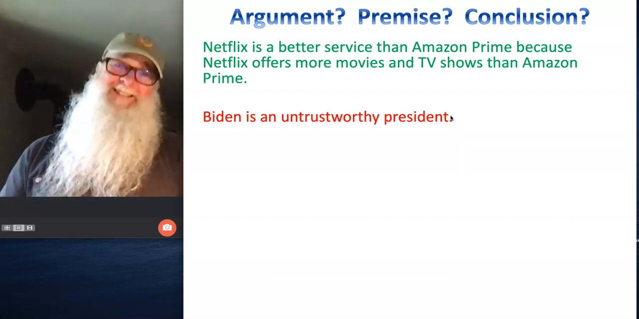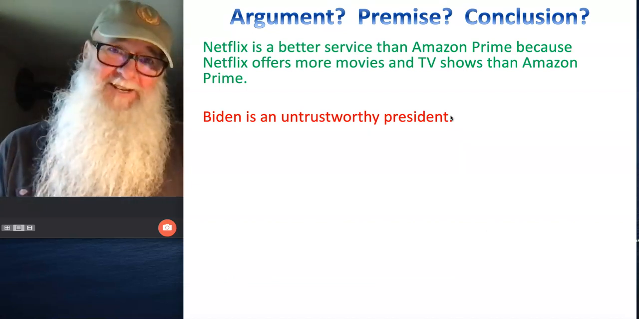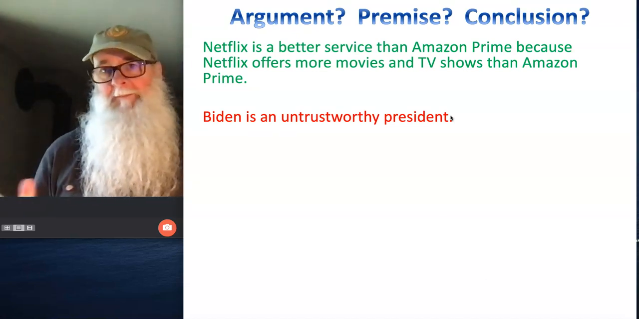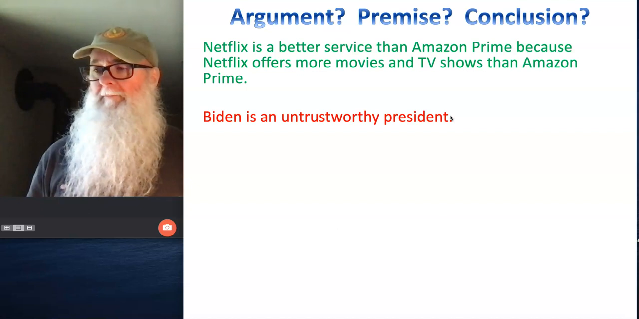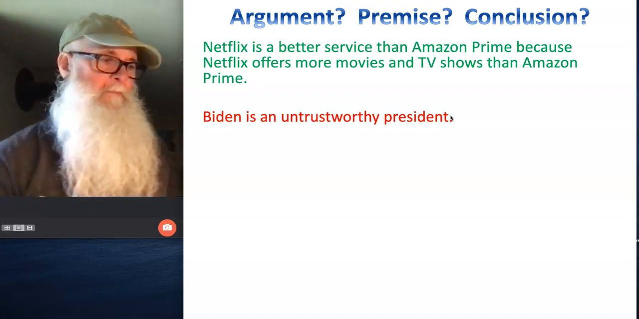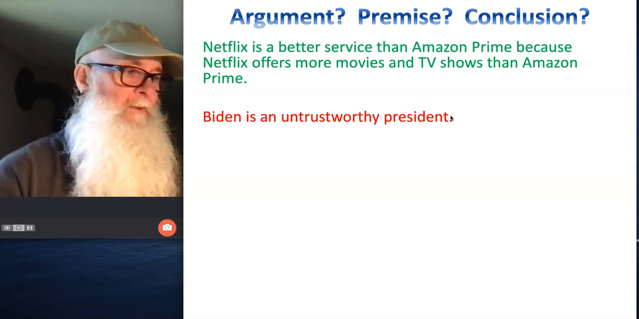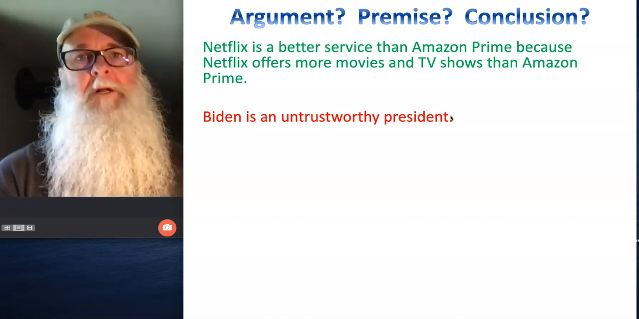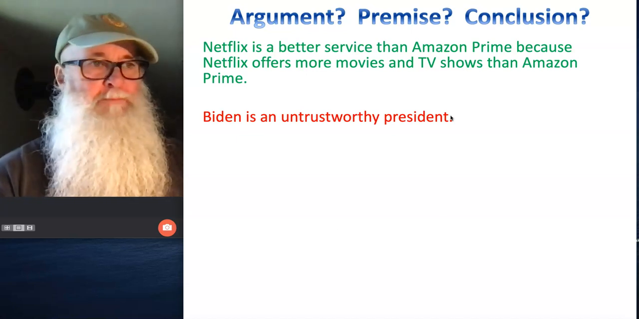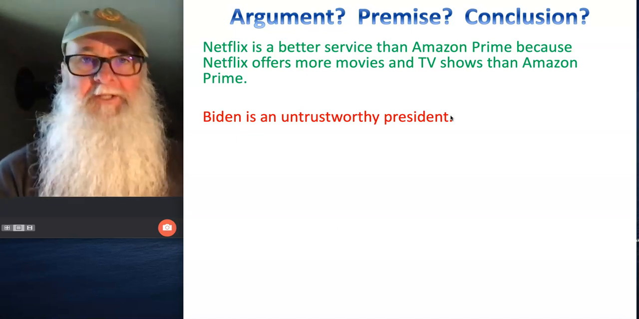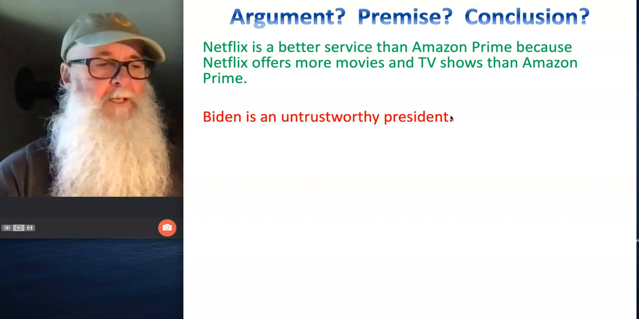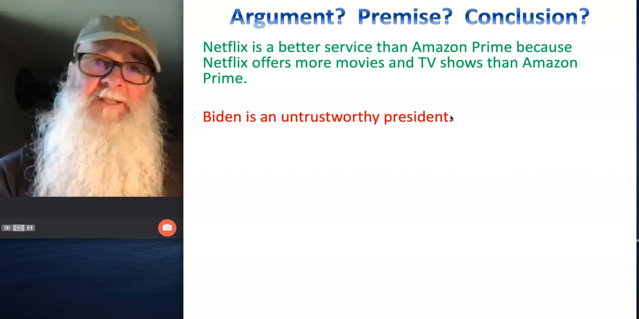But the statement Biden is an untrustworthy president is not an argument. Okay, this is just a claim. It's just a statement. It's either true or false, and of course we'd have to determine what exactly you mean by untrustworthy. But as it stands, it might become an argument, but not until we start offering reasons or premises that we think prove or demonstrate that this claim is true. Okay, so right now all we have in front of us is a statement or a claim, but we don't have an argument because there's no reasons offered.